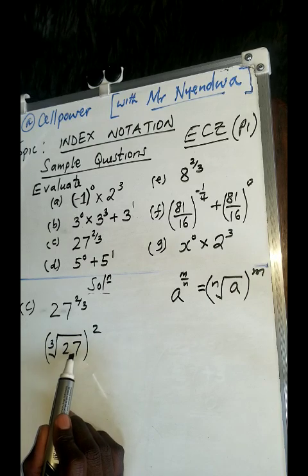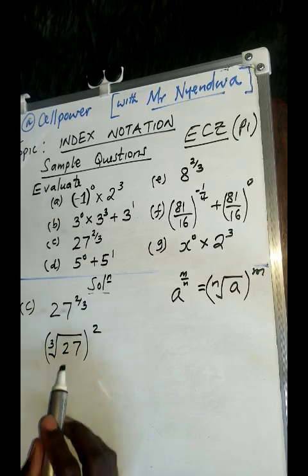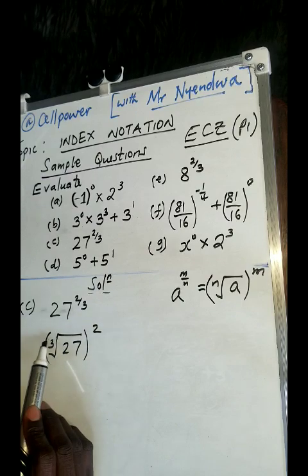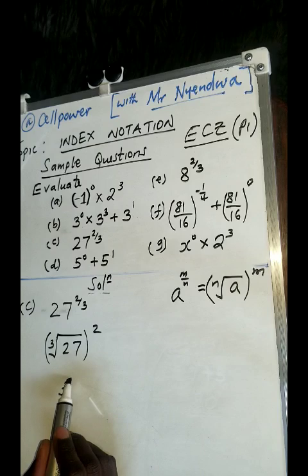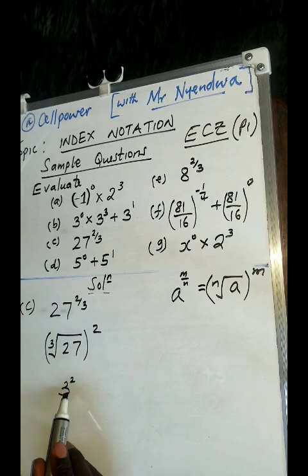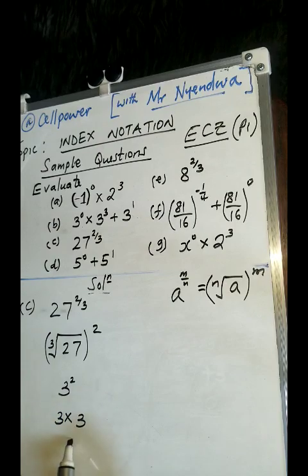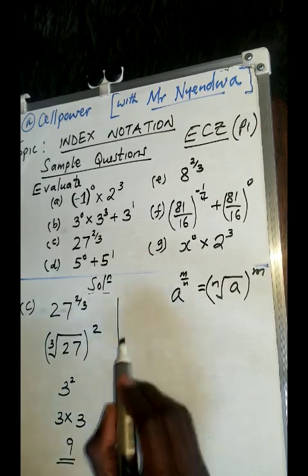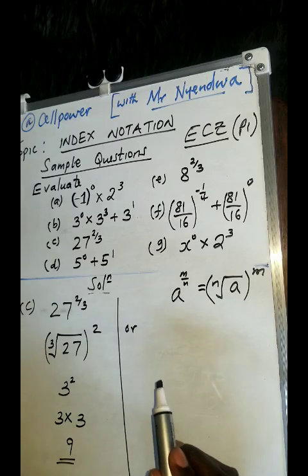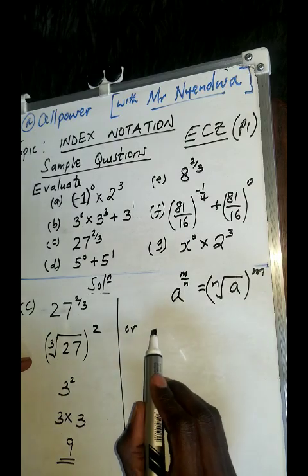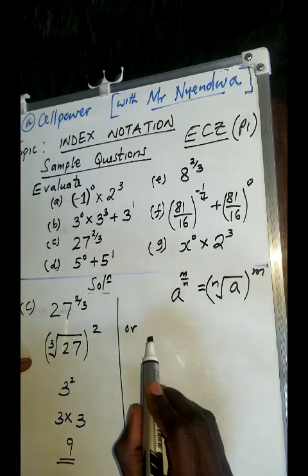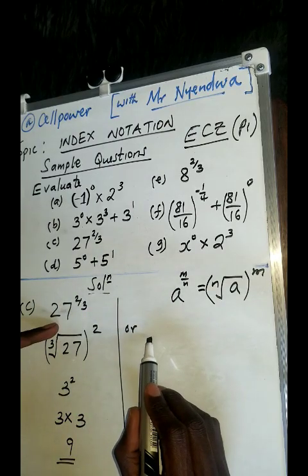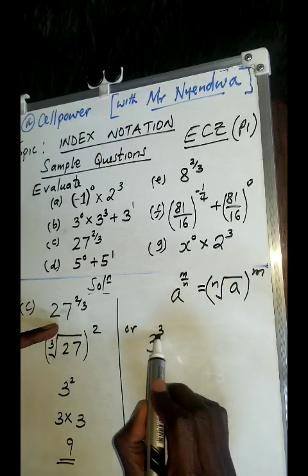Now what is the cube root of 27? Well, the cube root of 27 simply means, what is that number that when you multiply it 3 times will give you 27? It is a 3, but that will be raised to the power 2, and 3 raised to the power 2 means 3 multiplied by 3, and that is going to give us a 9. Or alternatively, if you wanted, you could have done it this way. You could have written 27 as 3 raised to the power 3.